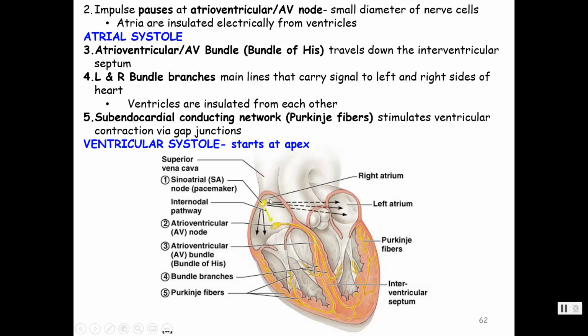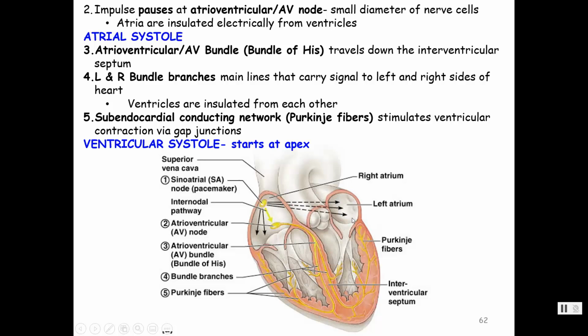The reason for that is we kind of spread out, and then now we have merging traffic. So there's a small diameter of nerve cells. If you've driven around Houston, you know that if there's lane closures and you go from 5 lanes to 2 lanes, everything slows down. The functional reason for this slowdown and this pause at the AV node is once the message gets here, then we get atrial systole, we get atrial contraction. Remember, we want the atria to contract before the ventricles contract.